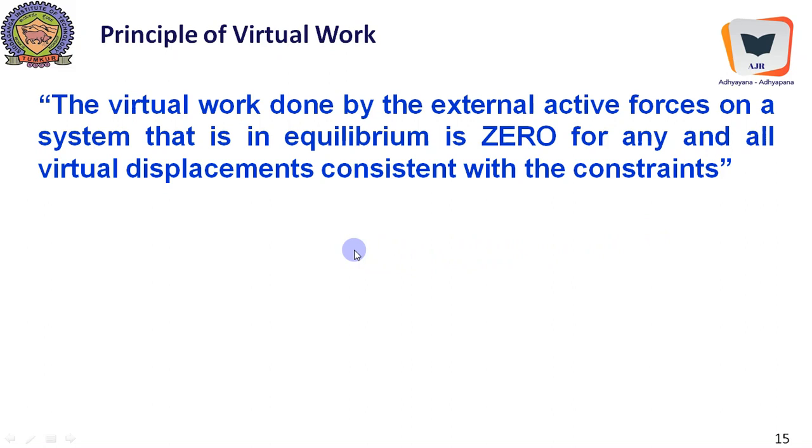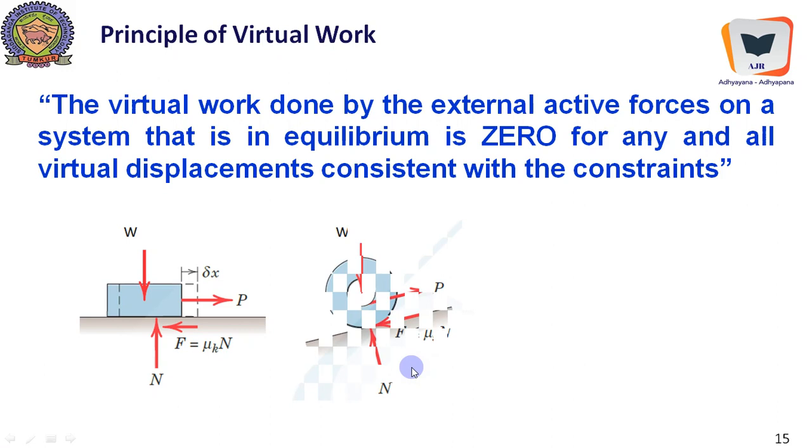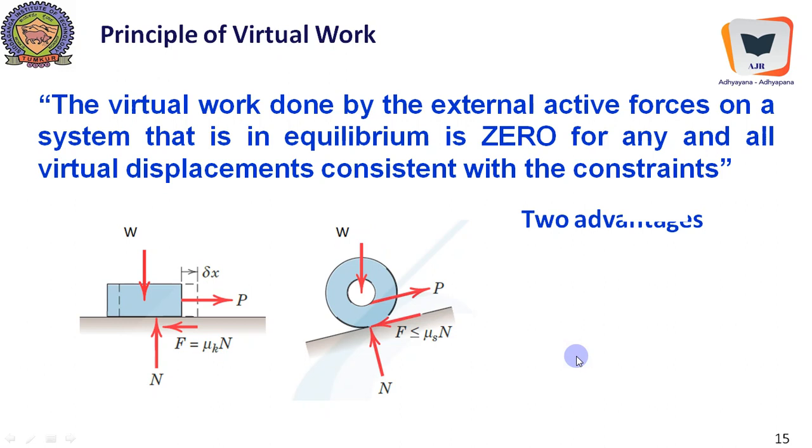Right here, W is acting downwards, there is a normal reaction developed, and this force P is trying to pull this block in the horizontal direction. There is a frictional force being developed, and there is a virtual displacement of del x in the horizontal direction. Here again there is a P which is trying to pull up the incline, and there is a frictional force, normal reaction and weight, and we can develop an equation consistent with the movement of the system that is in equilibrium under the principle of virtual work. We will see later how we can build equations and solve unknowns in the given problem consistent with the equilibrium.